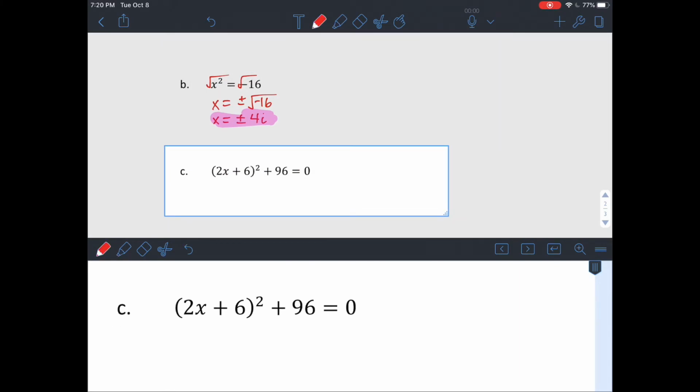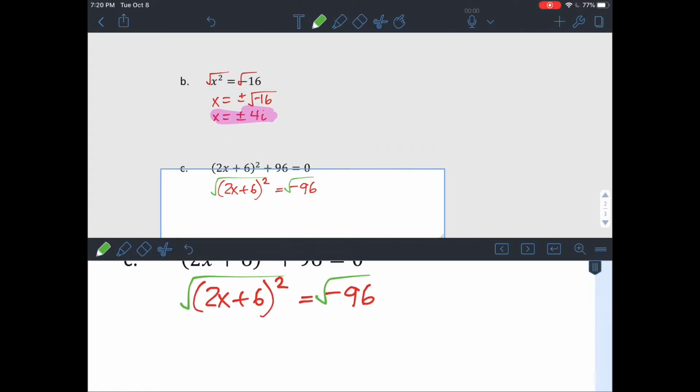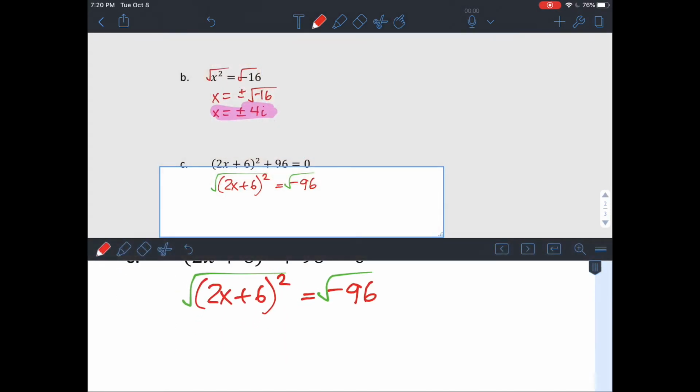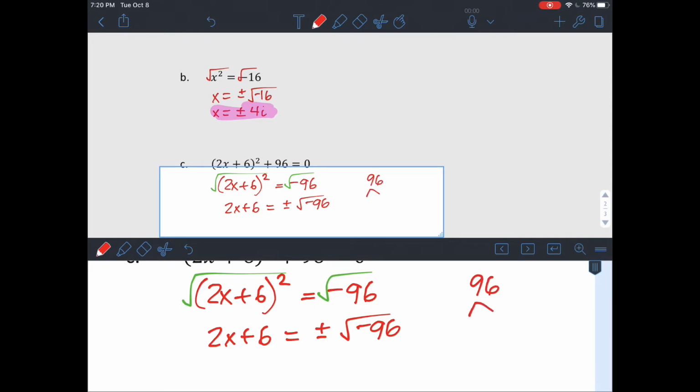The part of this that is a perfect square is your 2x plus 6. So get the part that is a perfect square by itself before you take the square root of both sides of your equation. So taking the square root of that 2x plus 6 to the second power just gives you 2x plus 6. And then you are going to have positive and negative square root of negative 96, which we're going to have to break down.